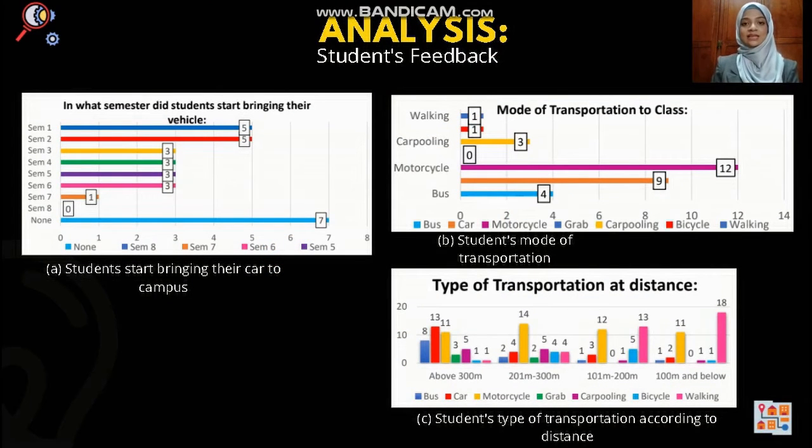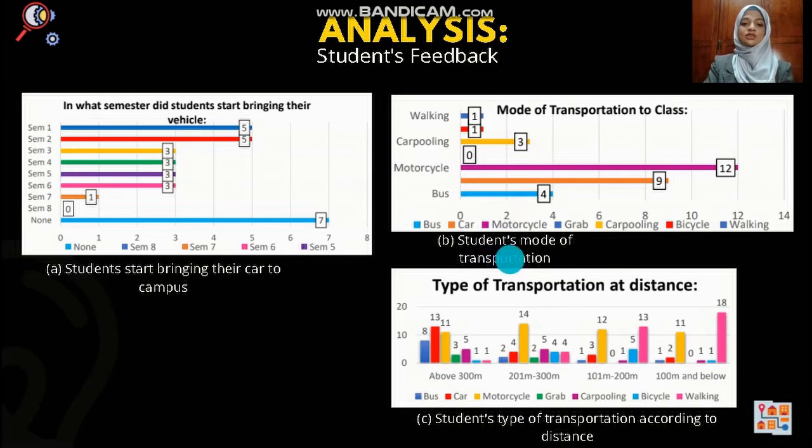The survey was conducted before the system was published, because due to COVID-19, a survey after the system had been used could not be conducted. So, the students' feedback. The first one is when students start bringing their car to campus. As we all know, UTHM only allows students to bring their car in the third year. As you can see, from SEM 1 until SEM 4, a total of 16 out of 30 students, which is equivalent to 53%, actually bring their own car, which means they disobey the UTHM rules.